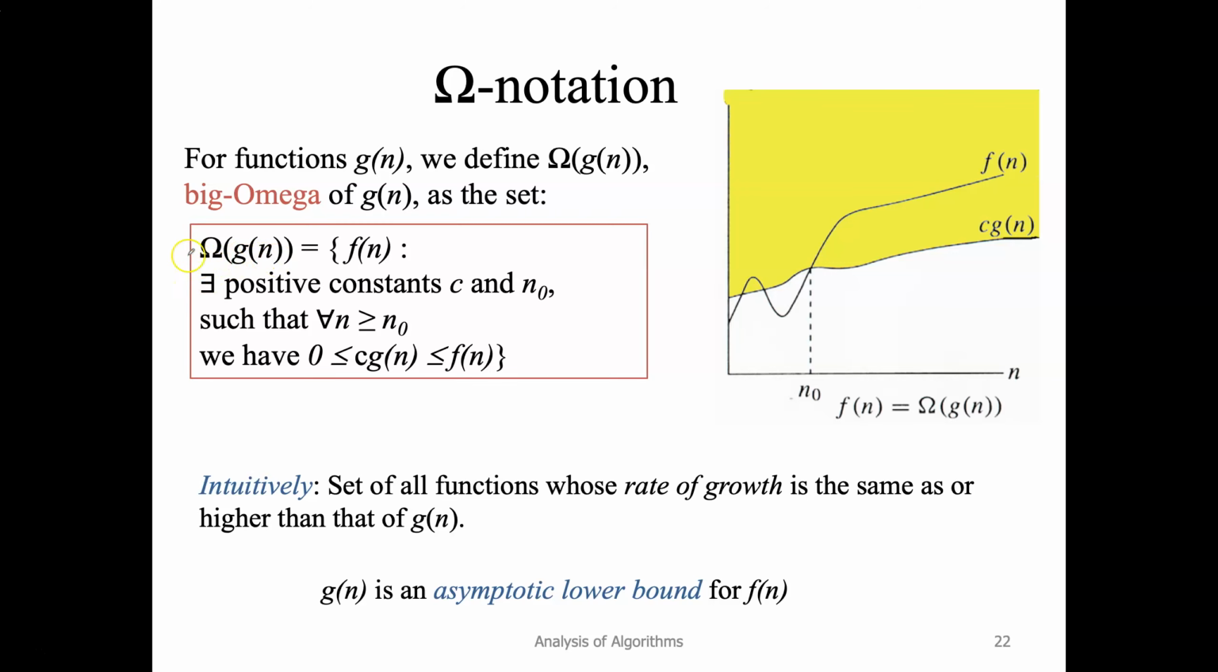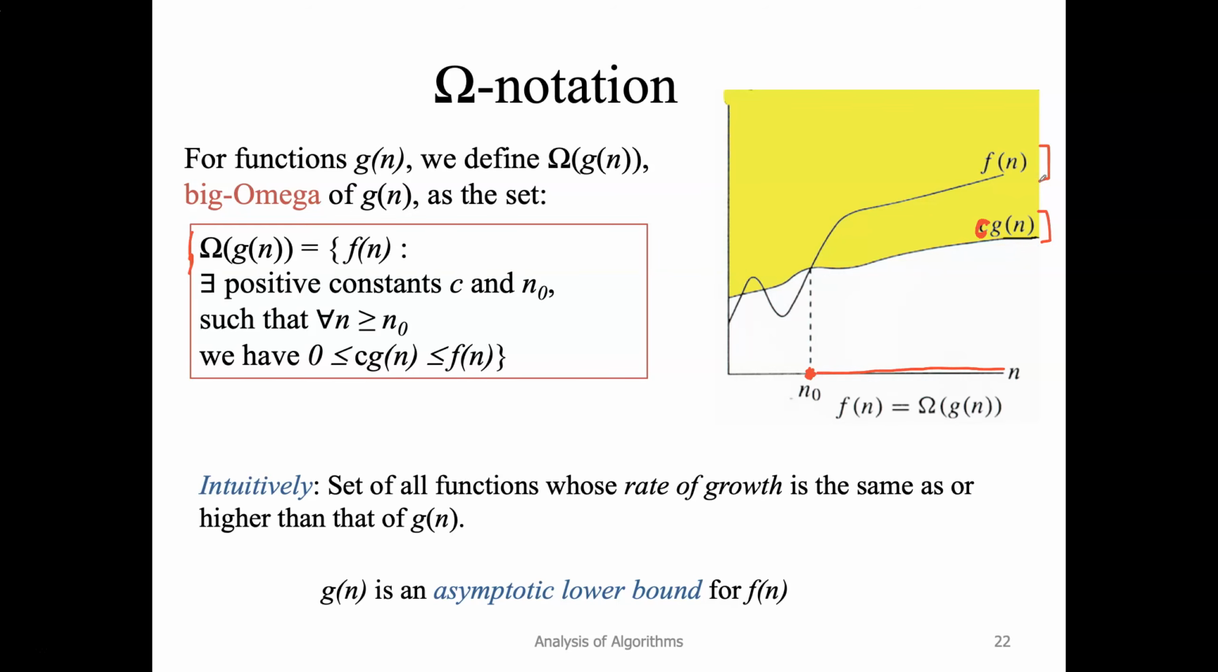So we have that big omega of g of n is the set of functions f of n, so that there exists some positive constant c, which we'll multiply by g of n, and some starting point, n sub 0, so that for every value of n beginning at n sub 0 and moving forward, we satisfy the inequality that c times g of n is less than or equal to f of n.